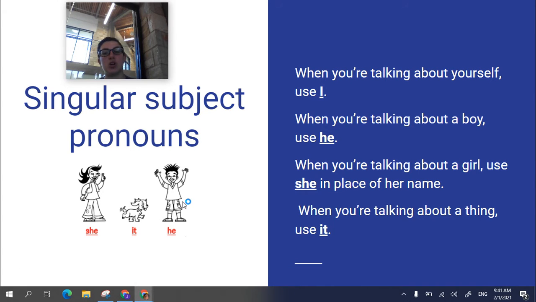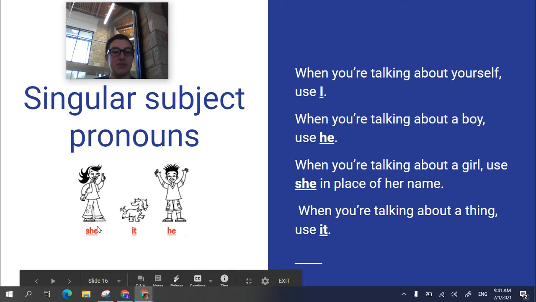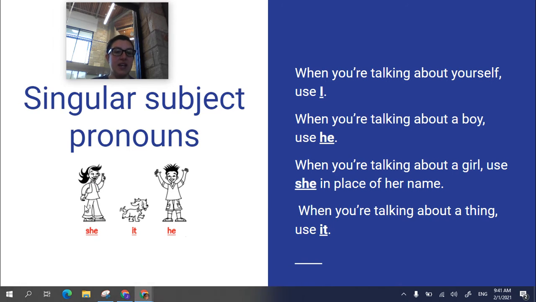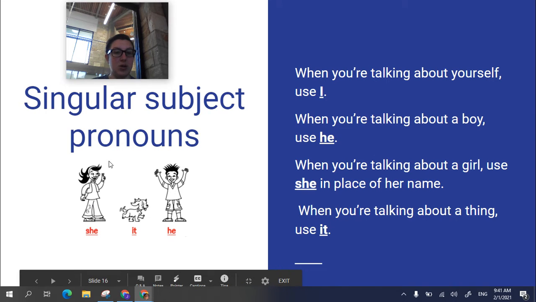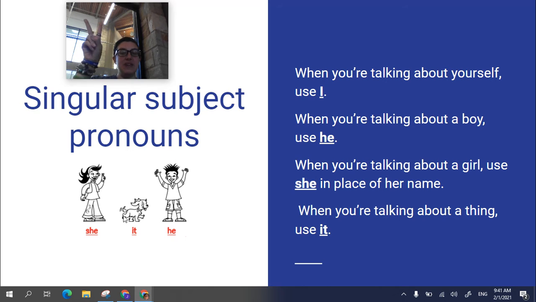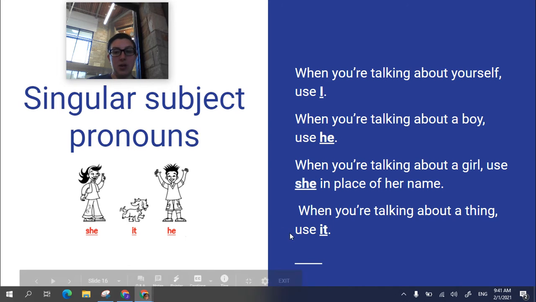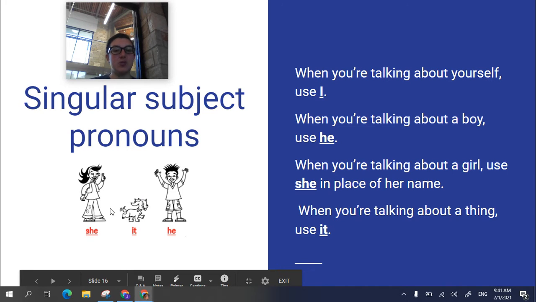When you're talking about a girl, use she in place of her name. So if her name is Lisa, then we could say, Lisa is looking at Omar. She is giving the peace sign. When you're talking about a thing, use it. So when we're talking about animals, we usually use it unless we know the gender of it.